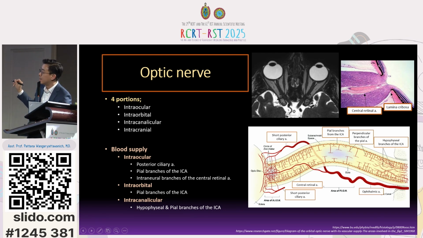Posterior ischemic optic neuropathy occurs from occlusion of the pial branch of the ICA, so it will occur right around the mid portion of the intraorbital optic nerve. When neuro-ophthalmologists perform a fundoscopic exam, you will see that the area of the optic disc looks normal. That is the main difference between these two. Another separate disease entity is occlusion of the central retinal artery, which is usually caused by emboli that go into the central retinal artery.